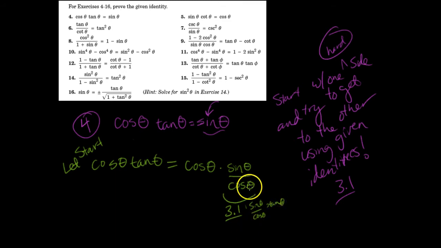Okay? So I just want to know what you're using so that it makes sense. So you have to give me some logic. It's kind of like a proof. So then we're going to cancel out just by algebra. You can see that the cosine theta and the cosine theta cancel out and you're left with sine theta. That is what we're trying to get, right?